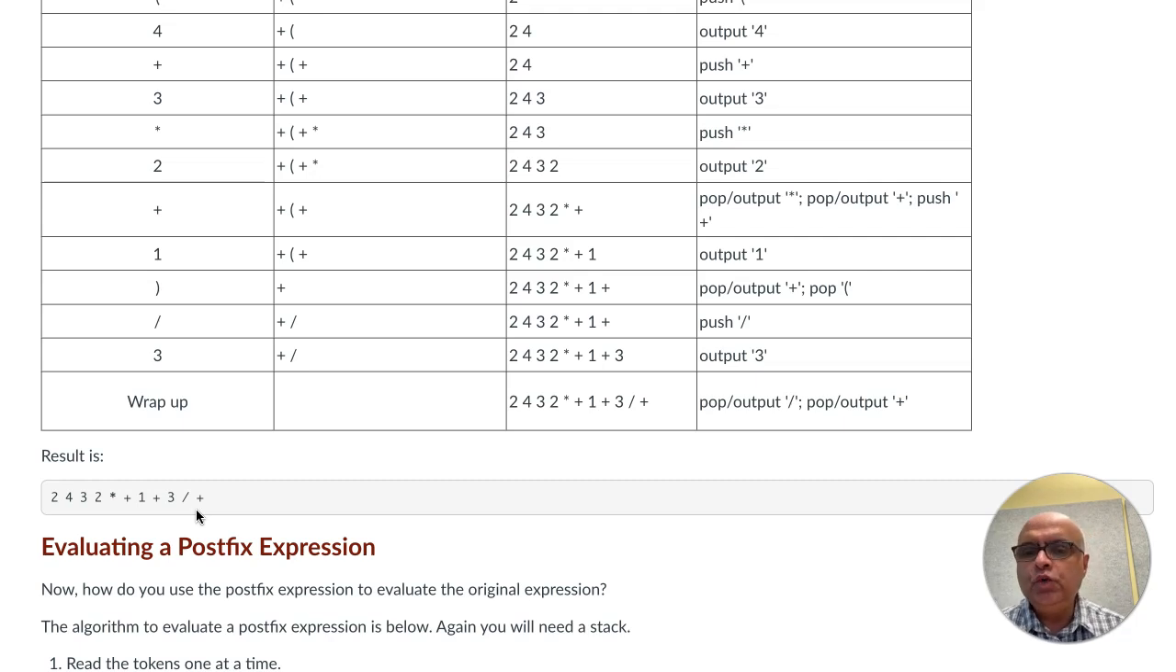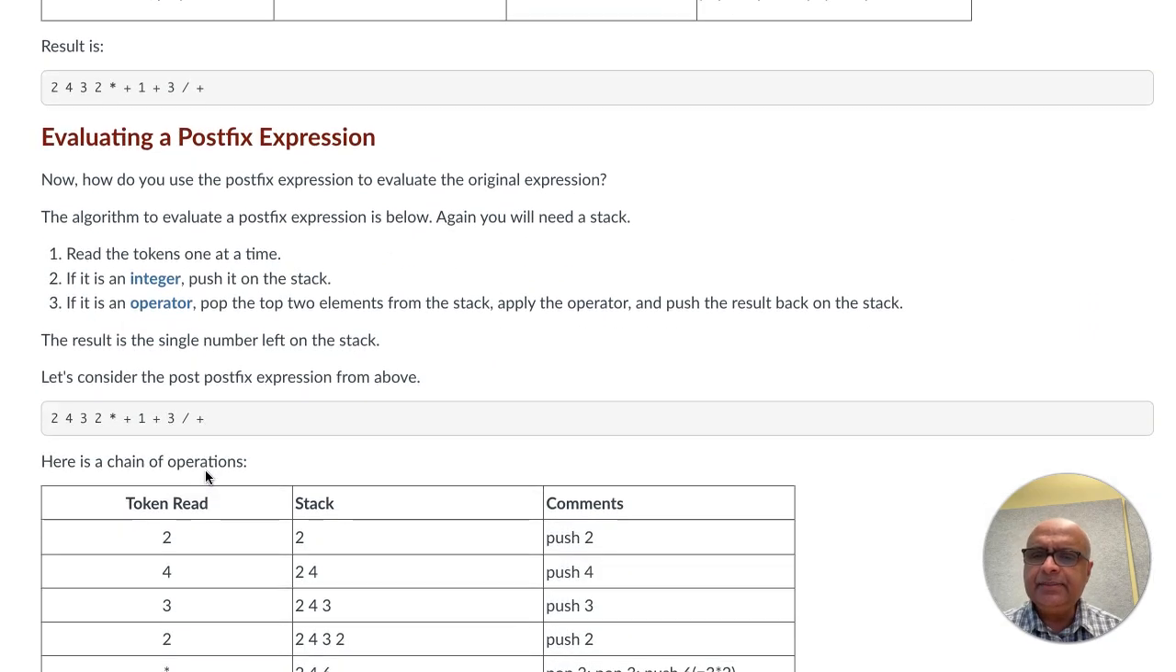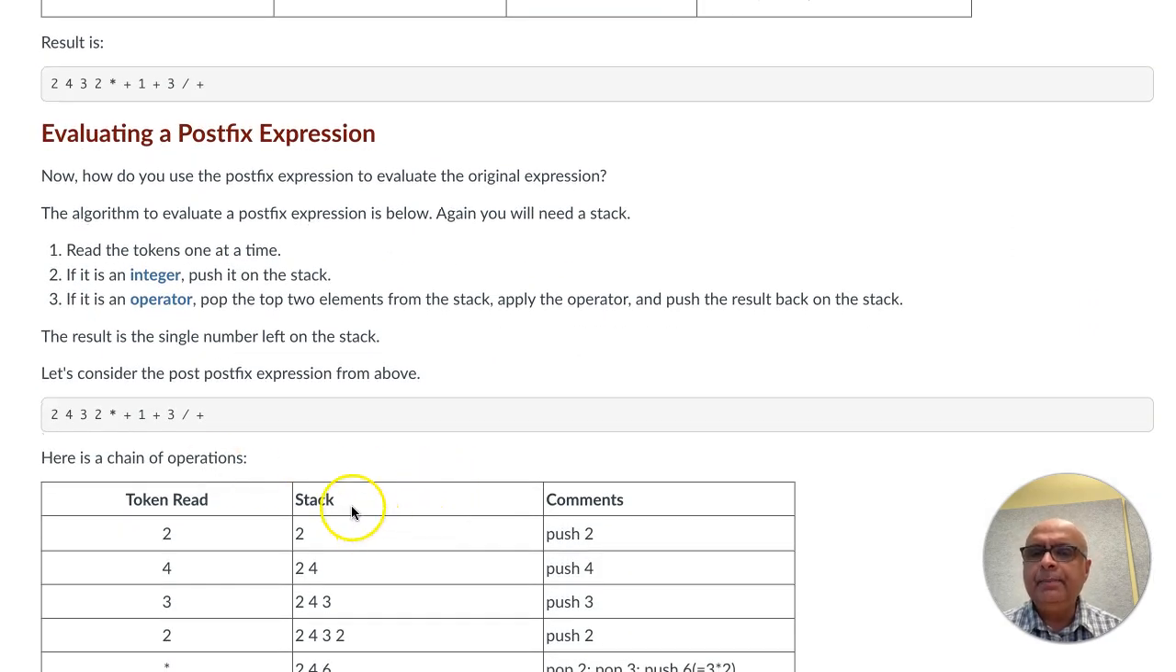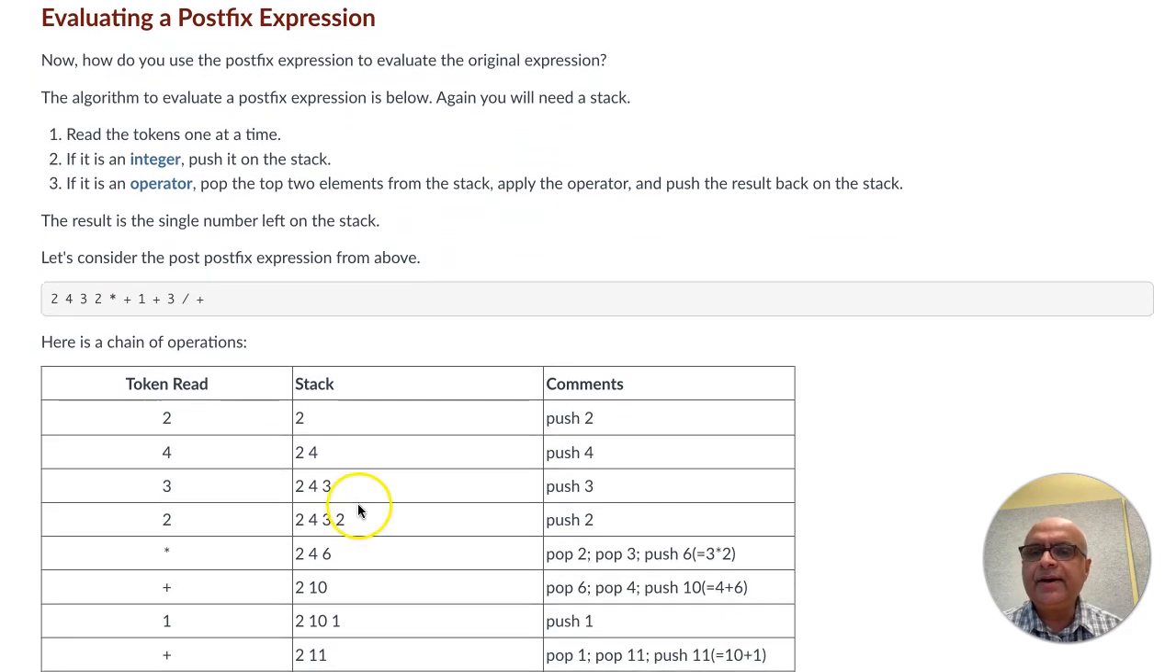And so what do you do? How do you get the actual number, the result? This part is fairly easy. You will also need a stack, but this time the stack is of numbers, right? And we'll go through it because this is very simple. The algorithm basically is: if you find a number, you push it onto the stack. If you find an operator, you pop the top 2 things off the stack, apply the operator, and push the result onto the stack, right?